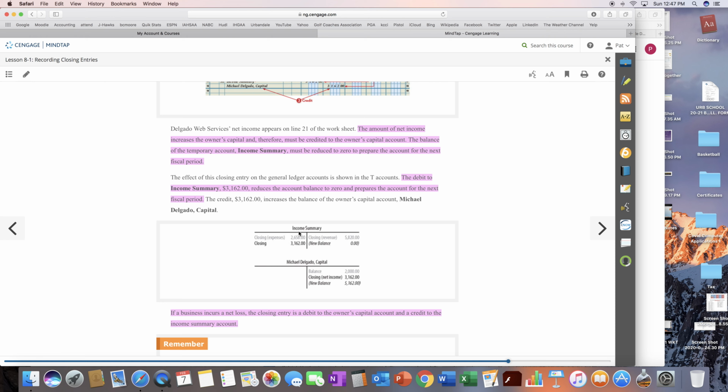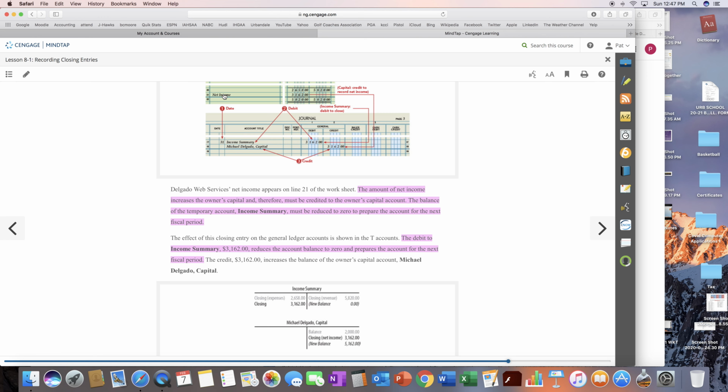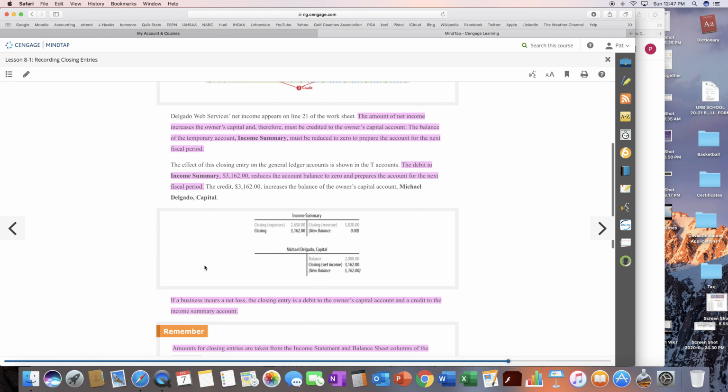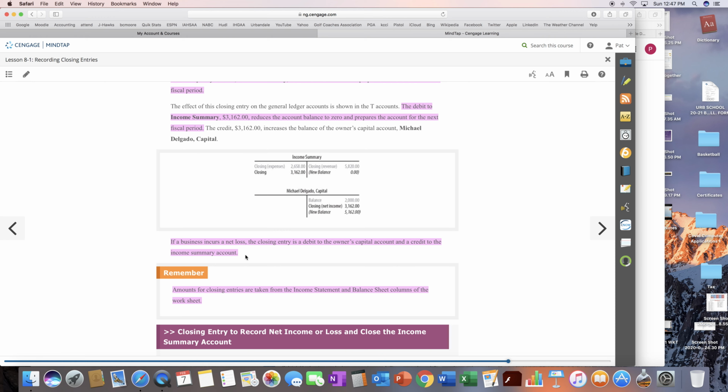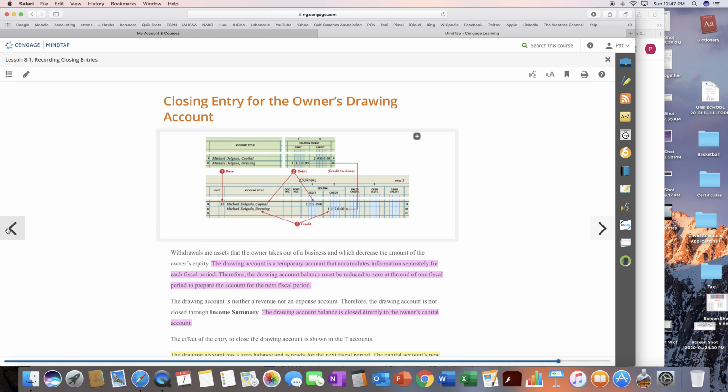Again, income summary is one of the temporary accounts. Sales, expenses, income summary, and drawing. If there was a net loss, the closing entry would be a debit to owner's capital, right? If this was a net loss, that's bad for capital. Well, how do you know? How do you lower capital? You debit it. So if it was a net loss, we would flip-flop that entry. And the entry would be a debit to capital and a credit to income summary. Okay. Amounts from the closing entries are taken from the income statement and balance sheet columns of the worksheet. That's just something that's normal.